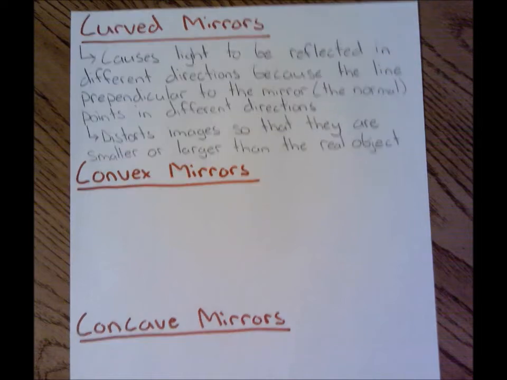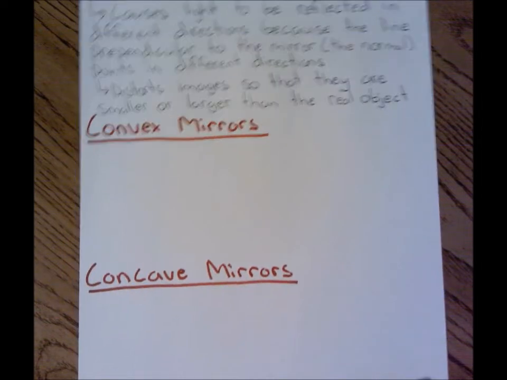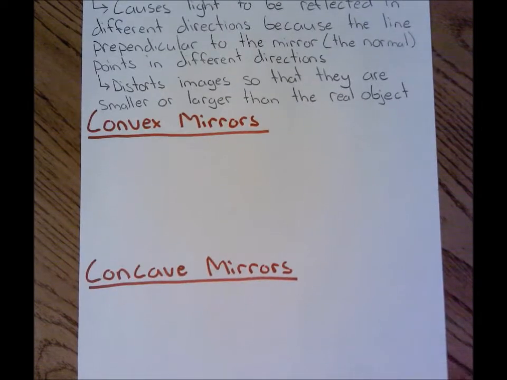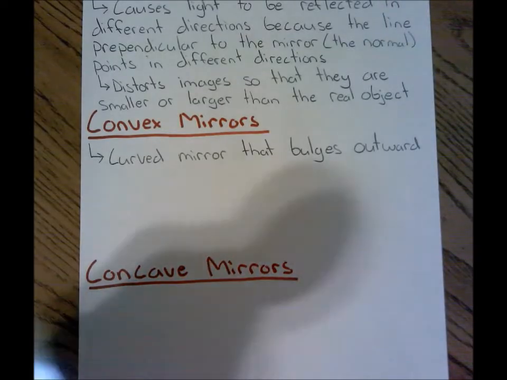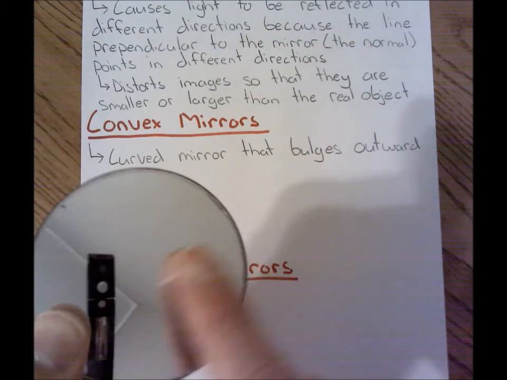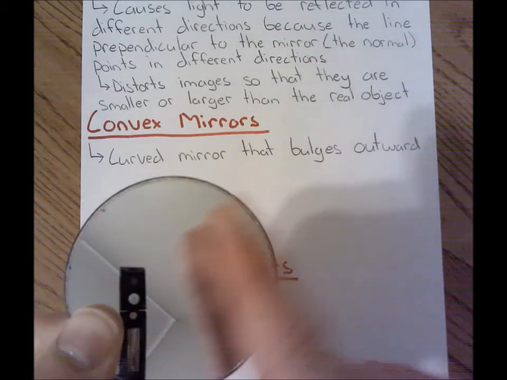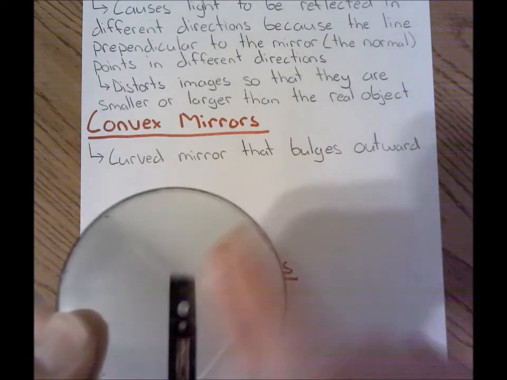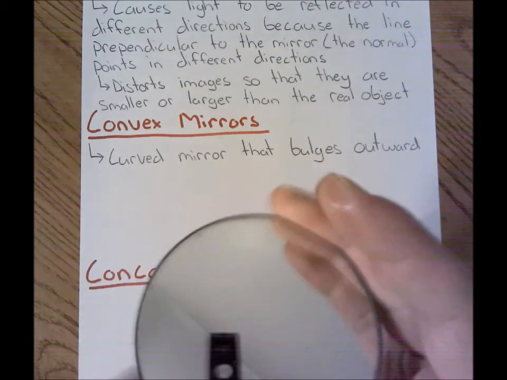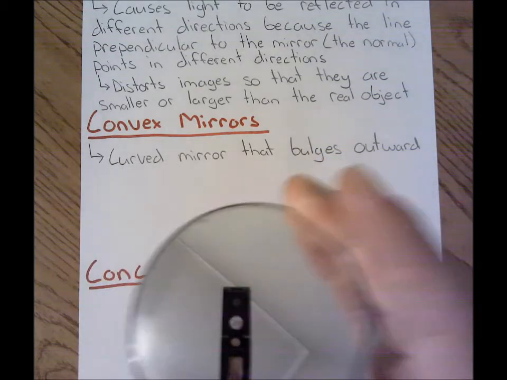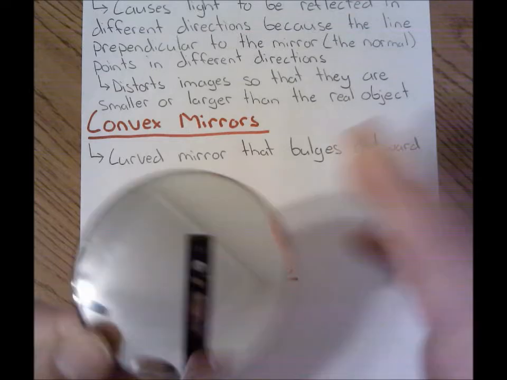If we start out here talking about a convex mirror, this is a curved mirror that bulges outward. And so it looks like this. You can't see it probably very well on the screen, but it does have a bulging outward appearance there, and it's going to make objects appear smaller than they actually are.